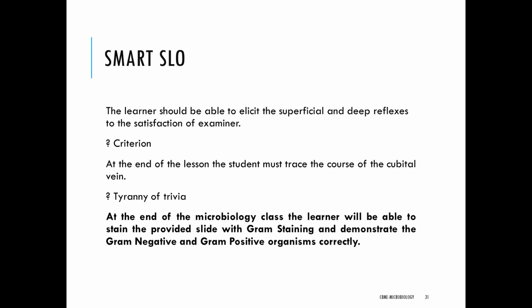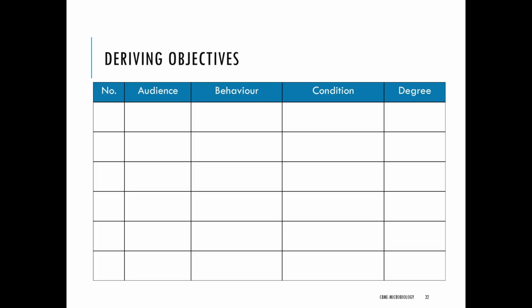So at the end of the microbiology class, the learner will be able to stain the provided slide with gram staining and demonstrate the gram negative and gram positive organisms correctly. Can you just make out the difference, how specific this is? We are providing the slide, which is the condition. And we want them to do the gram staining and identify the gram negative and the gram positive organisms, and that too correctly. So this is very, very smart.